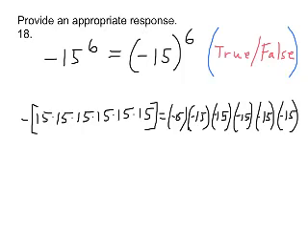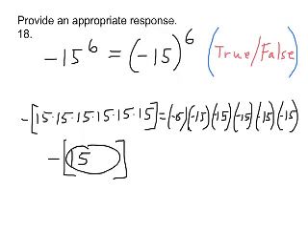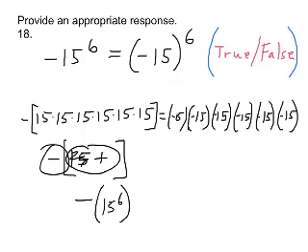Anyhow, you can see that 15 times itself 6 times, a positive 15, is going to be positive. Whatever the number is, it's going to be positive, right? This number is going to be a positive number, and then it's going to be negated by that negative on the outside. So this one's going to turn out to be negative. That's what I want you to see. So the answer will be a negative of 15 to the 6th power.